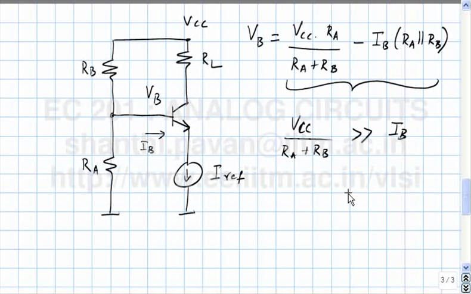In the MOS case, you could choose the RA and RB arbitrarily. You were only interested in VB, and the VB won't be influenced by the MOSFET at all. Now in a bipolar transistor case, you can't do things arbitrarily. Ideally, you want to choose RA and RB to be very high or very small.